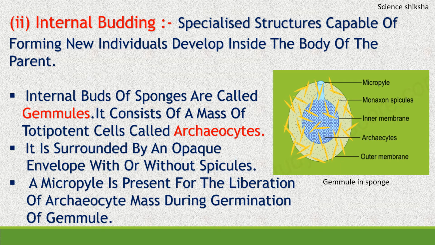A micropyle is present on one side for the liberation of the archaeocyte mass during the germination of the gemmule. So in this way, the gemmule takes part both in perennation and dispersal. So this type of internal budding can be easily explained in the sponges.